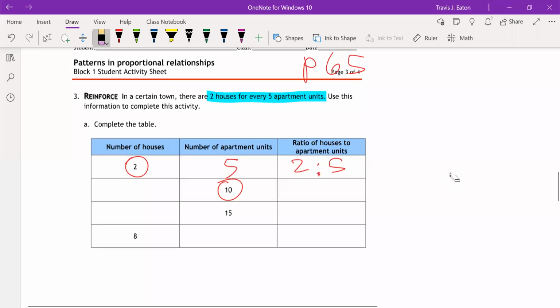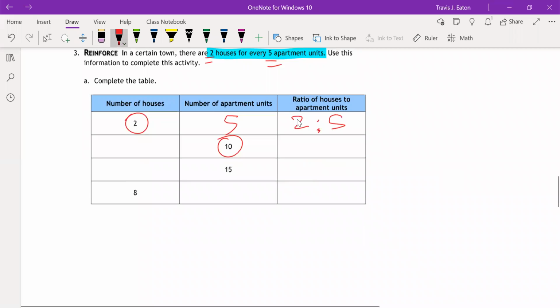Okay, looking at number 3, in a certain town, there are 2 houses for every 5 apartment units. 2 houses, 5 apartments. Okay, now we'll use this information to complete this activity. Now we're going to do a little bit more than what this activity calls for, so be ready.